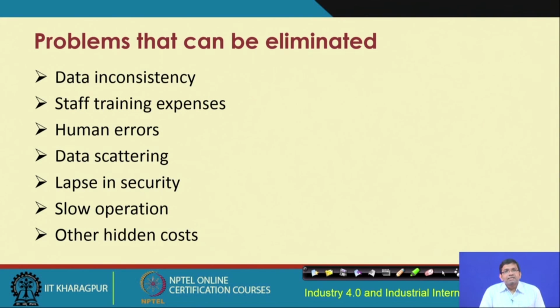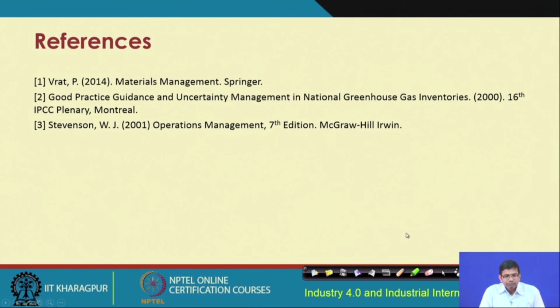There are different problems that can occur through this IIoT implementation in inventory management and control. Problems such as data inconsistency, staff training, the expenses behind this kind of training, human errors, data scattering, lapse in security, slowing of operations and other hidden costs, and incurring those hidden costs. These are some of the challenges that have to be overcome.